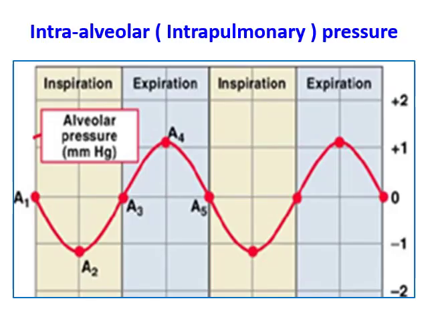Starting with the intra-alveolar pressure. The intra-alveolar pressure is the pressure present inside the alveoli during the respiratory cycle. The pressure developed inside the alveoli is called the intrapulmonary pressure. So the intra-alveolar pressure is the intrapulmonary pressure. What happens to the intra-alveolar pressure during the respiratory cycle, during inspiration and expiration?